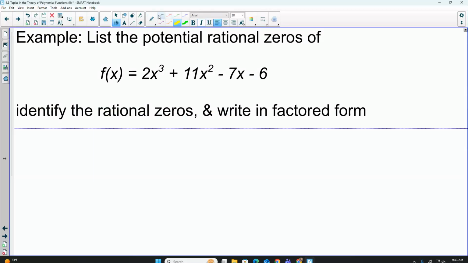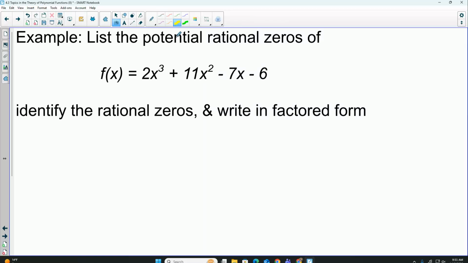If I ask you to list all the possible zeros, find the zeros and write it in factored form, so if it were me, I would just write this down in the notes. You don't necessarily have to write all the directions. To get our zeros, I am going to ask you to tell me P, Q, and possible zeros. Okay, look at what you wrote down. What is P?